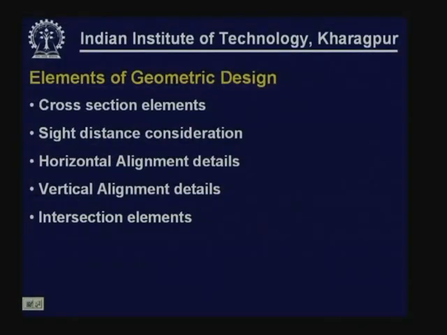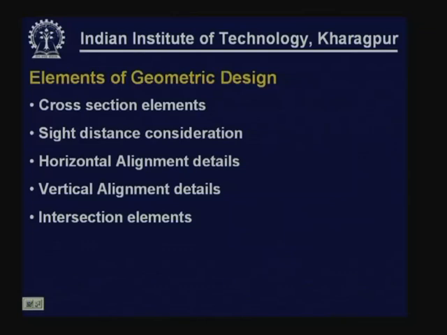Let us look at the elements of geometric design. These are the broad elements. We will discuss in detail about each of these elements in subsequent lectures. Here the purpose is just to have an idea about the broad elements that are addressed in the geometric design. Cross section elements, obviously what all we see, the black-topped surface and what are the other elements on both sides. Sight distance consideration, visibility or the clear distance of the road ahead, an adequate length of the road must be visible to the drivers.